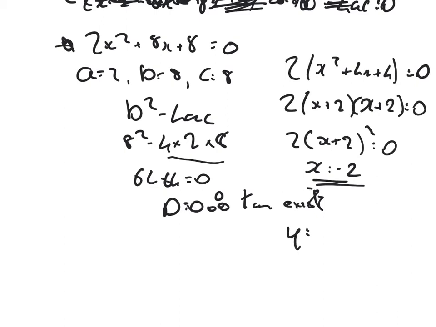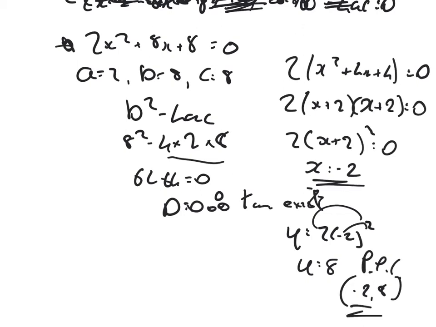To find the y coordinate, sub it into one of the equations for y. So I'm going to put it into 2x squared. So 2 lots of minus 2 squared. Minus 2 squared is 4, times 2 is 8. And the point of contact where tangency exists then is minus 2, 8. Okay, we're going to go into a slightly different type of question.